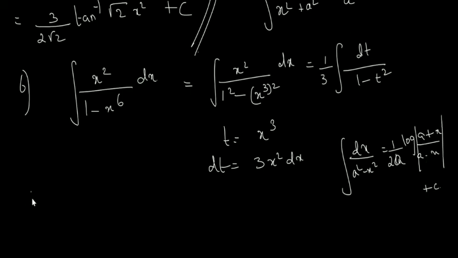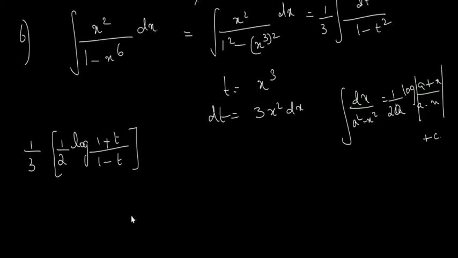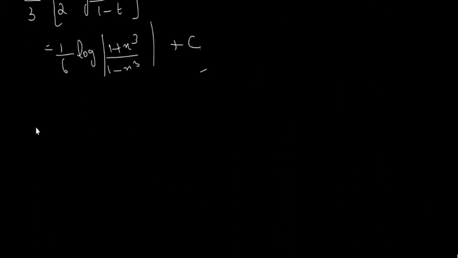So this will become 1 by 3. a is 1. So 1 by 2 log of a plus x, so 1 plus t by 1 minus t. That is equal to 1 by 6 log of 1 plus x cube by 1 minus x cube plus the constant c. Question number 7. Integrate x minus 1 by root of x square minus 1 dx.